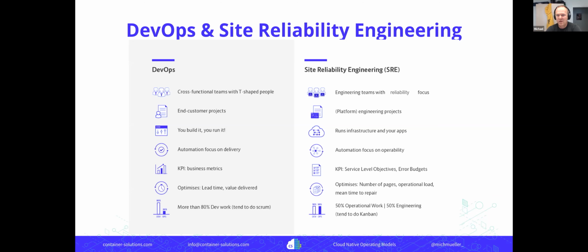The SRE team, on the other hand, is purely doing engineering or platform engineering projects, improving certain things, working on improvement of the platform or the application itself. And this is the other 50%, so the not-ops part.